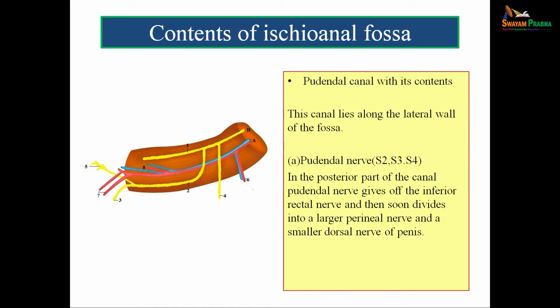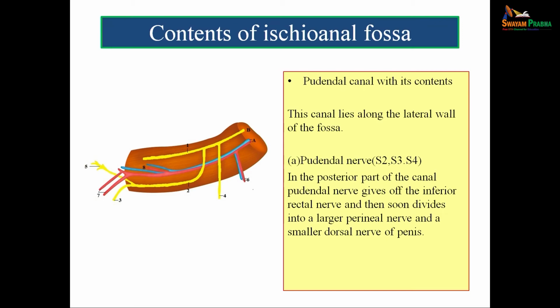Then the third content of the ischioanal fossa is the pudendal canal. This canal lies along the lateral wall of the fossa. So first we come to the pudendal nerve. Pudendal nerve has root value S2, 3, 4. In the posterior part of the canal, pudendal nerve gives off the inferior rectal nerve. We see 4 coming out of B. B is the pudendal nerve and we see 4 coming out of B. So this is the inferior rectal nerve, and then the pudendal nerve soon divides into a larger perineal nerve and a smaller dorsal nerve of penis.